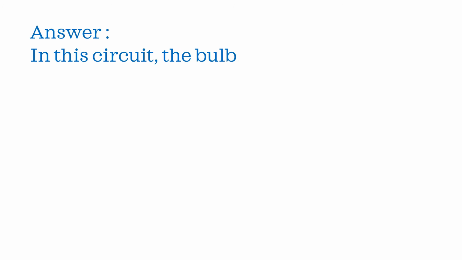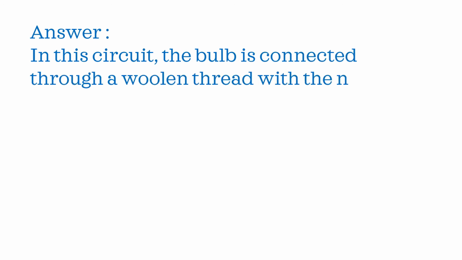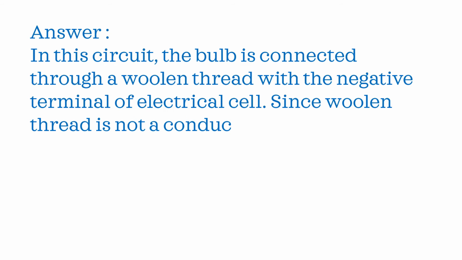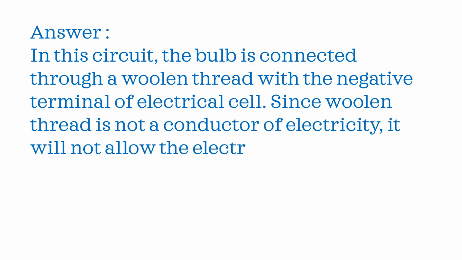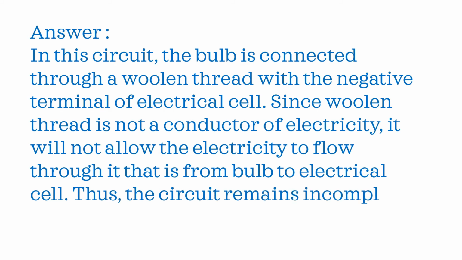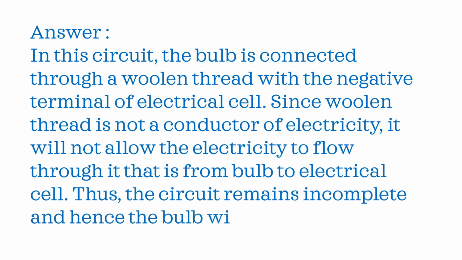In this circuit, the bulb is connected through a woolen thread with the negative terminal of the electrical cell. Since woolen thread is not a conductor of electricity, it will not allow the electricity to flow through it, that is, from the bulb to the electrical cell. Thus the circuit remains incomplete and hence the bulb will not light up.